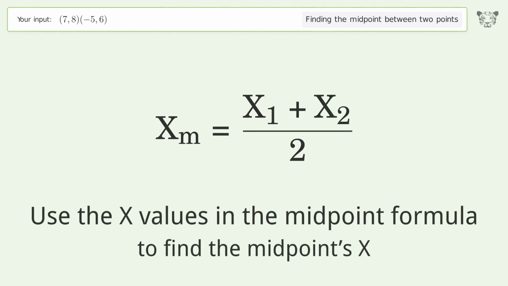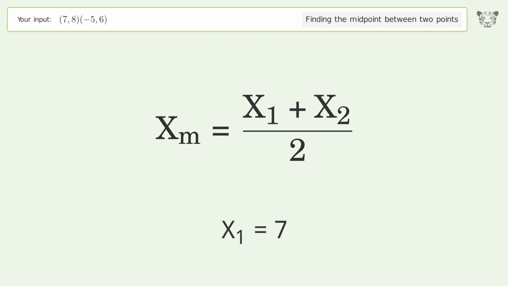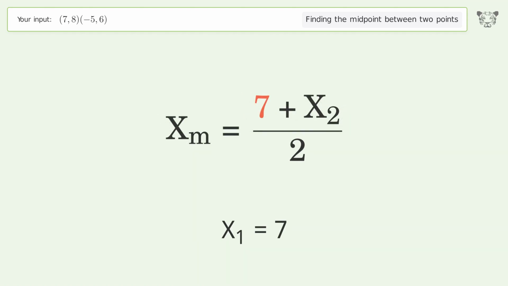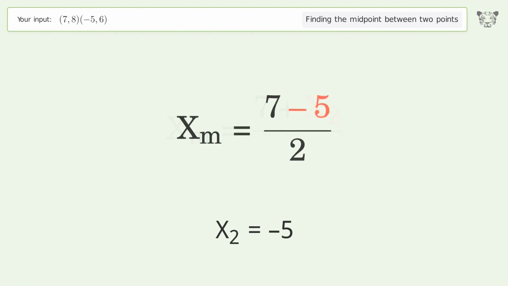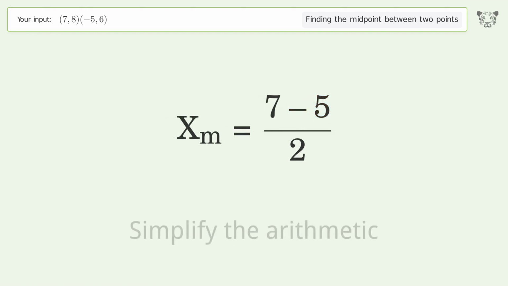Use the x values in the midpoint formula to find the midpoint's x. x1 equals 7. x2 equals -5. Simplify the arithmetic.